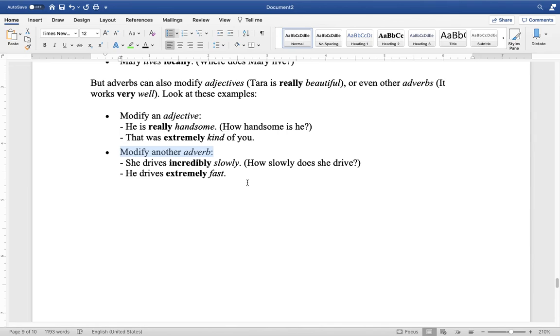Modifying another adverb, right? So here we have two ly adverbs. She drives incredibly slowly. I would say that's too wordy. I would just say she drives slow. I think this is too wordy. And then he drives fast. I don't think extremely is needed.